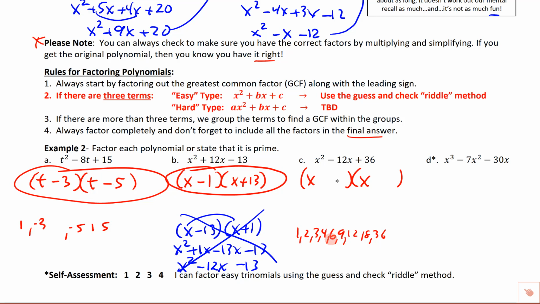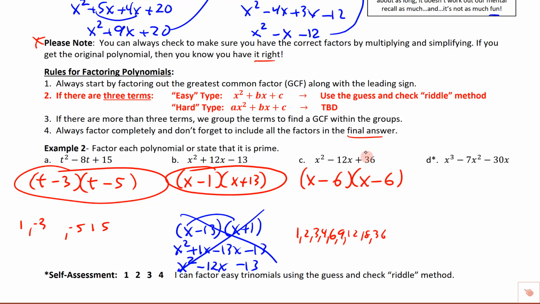So what if we did this? What if we did a 6 here and a 6 here? 6 times 6 is 36, so we've got some numbers that work out that way. And can you make a -12 out of a 6 and a 6? Well, you can make a 12 out of a 6 and a 6, but what if we made them both negative? Let's see if that would work.